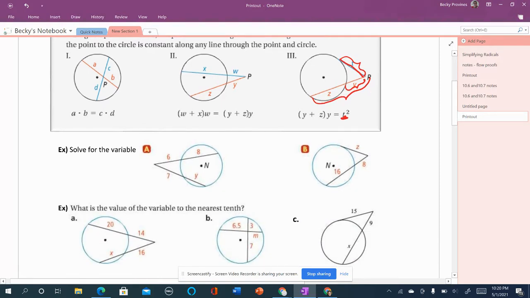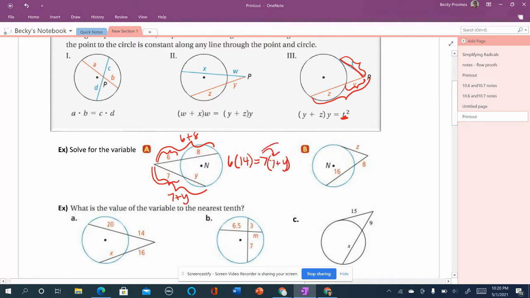So for this first example, this is like theorem 2. We're going to take this exterior part, which is 6, multiply it by the sum. So 6 plus 8. Let's just go ahead and add those together. 6 plus 8 is 14. And it's going to be equal to the exterior part, 7, times this entire length, which is 7 plus y.